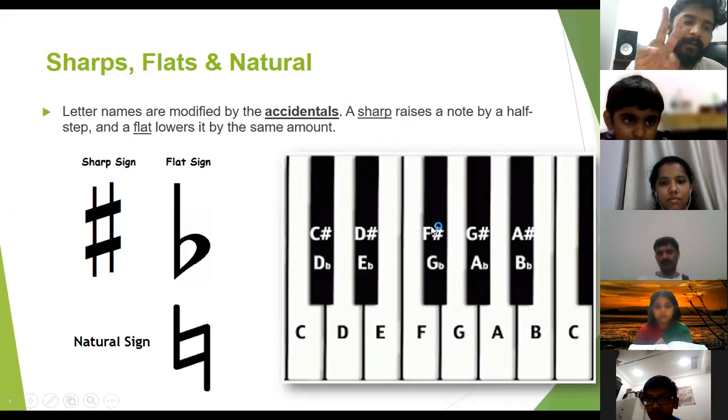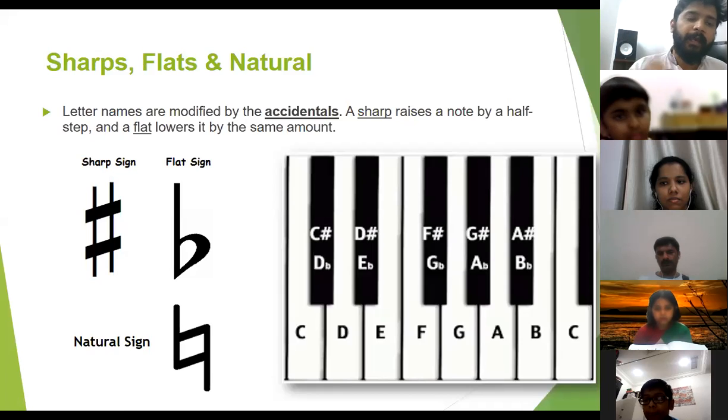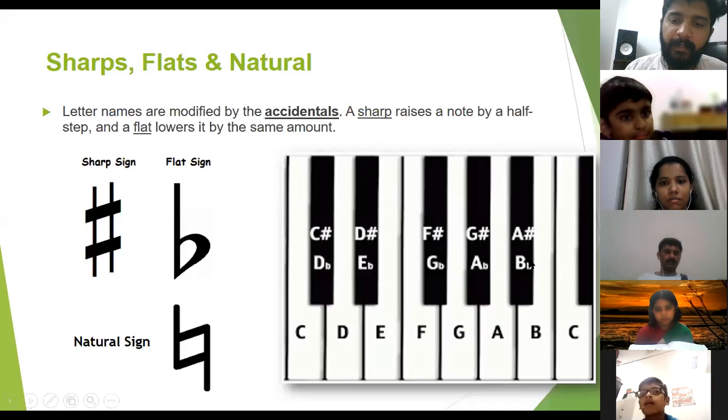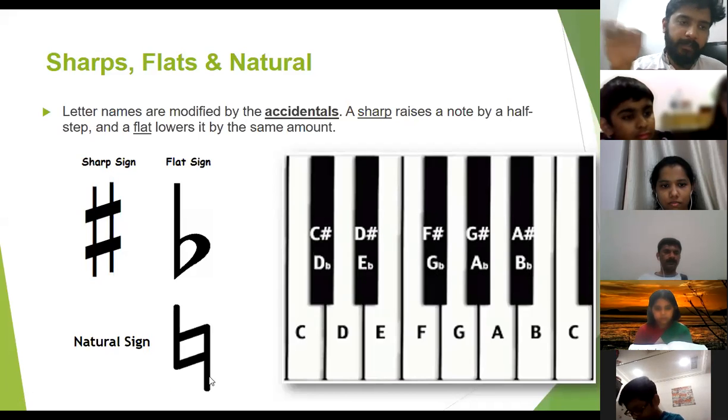So every black key will have two names, one sharp name and one flat name. So F sharp and G flat, G sharp and A flat, A sharp and B flat. I hope you understood, right? And natural means you cancel out the sharp.